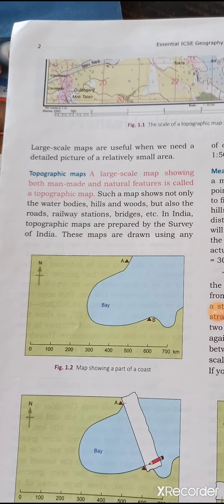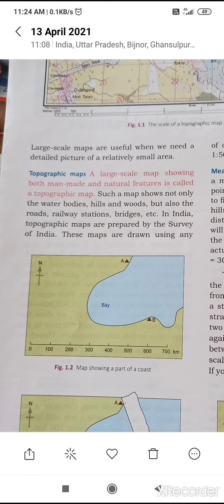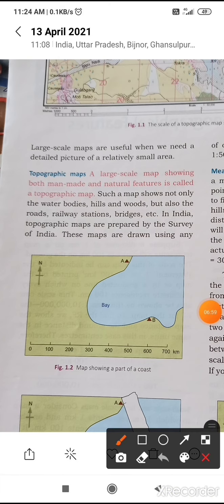Next is the topographic map. Again, this one is very important. In the previous class you have studied the same definition, and this will come in your exam because it is very important. A topographic map is a large scale map showing both man-made and natural features. So you don't have to skip this line. Large scale map showing both man-made and natural features.